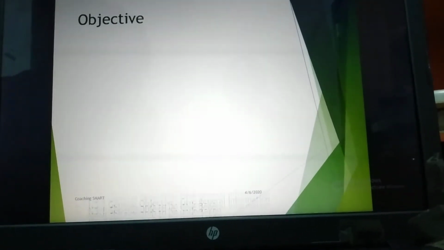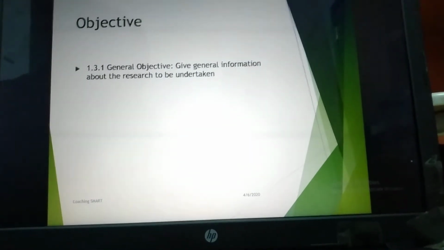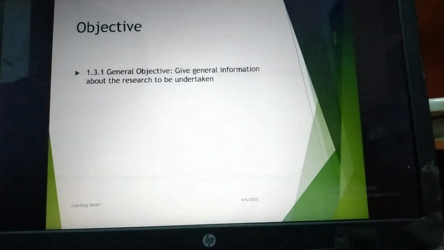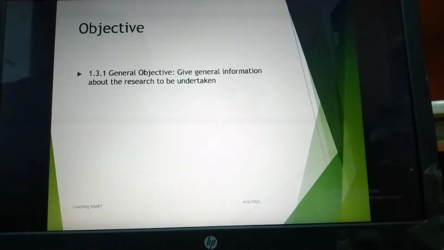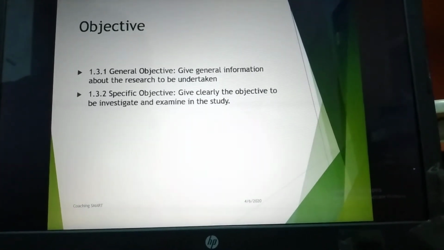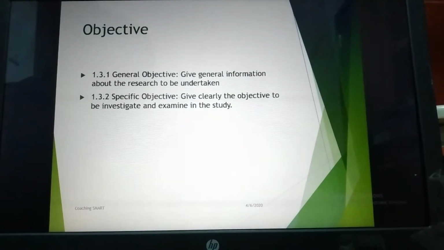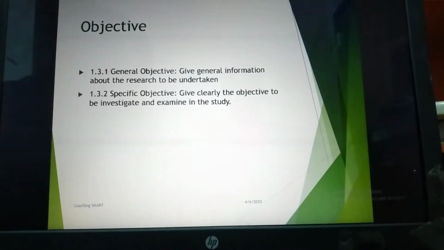Objective. 1.3.1 is the general objective. Give general information about the research to be used or to be undertaken. 1.3.2 specific objectives. Give clearly the objective to be investigated and examined in the study.